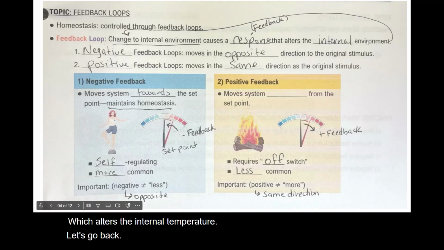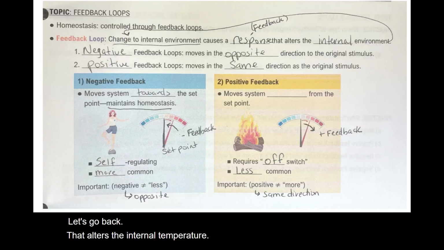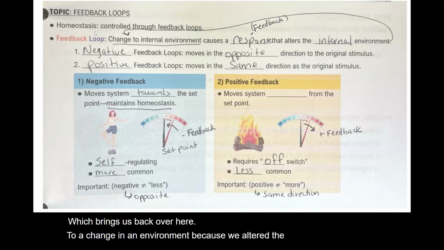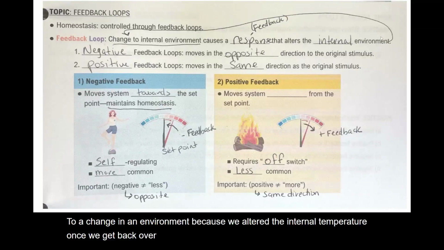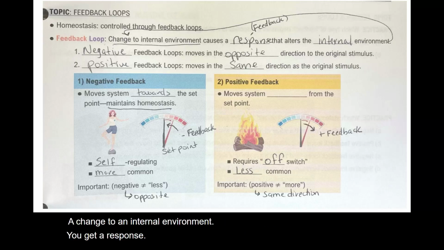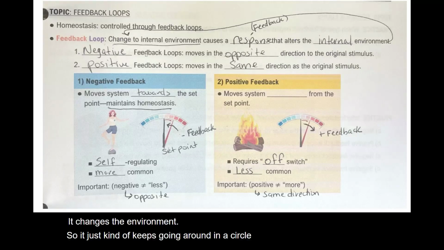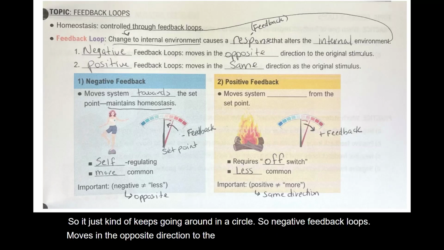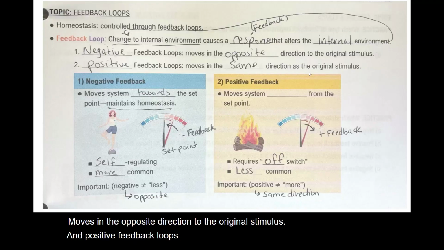That alters the internal temperature, which brings us back over here to a change in an environment because we altered the internal temperature. Once we get back over here, it circles around again. Okay, so it's a loop that is a change to an internal environment, you get a response, it changes the environment. So it just kind of keeps going around in a circle. So negative feedback loops move in the opposite direction to the original stimulus. And positive feedback loops move in the same direction as the original stimulus.